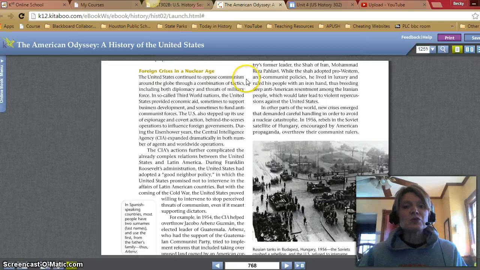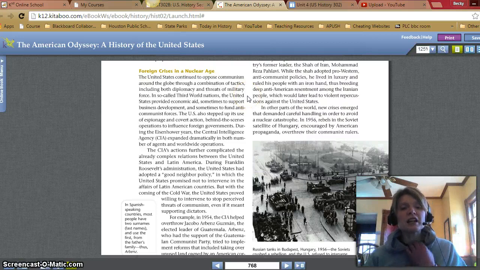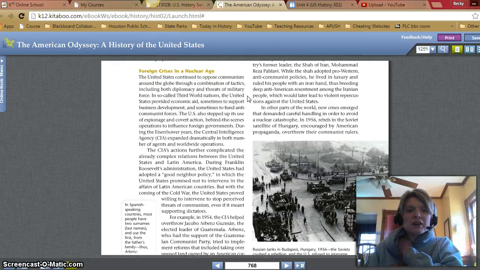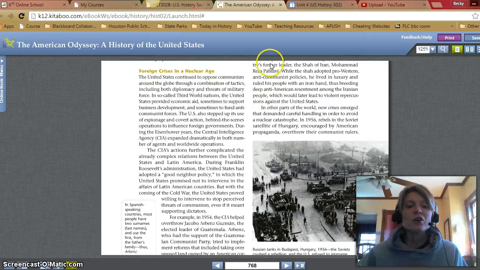The United States continued to oppose communism around the globe through a combination of tactics, including both diplomacy and threats of military force. In so-called third world nations, the United States provided economic aid, sometimes to support business development and sometimes to fund anti-communist forces. The U.S. also stepped up its use of espionage and covert action, behind-the-scenes operations to influence foreign governments. During the Eisenhower years, the Central Intelligence Agency, the CIA, expanded dramatically in both numbers of agents and worldwide operations.